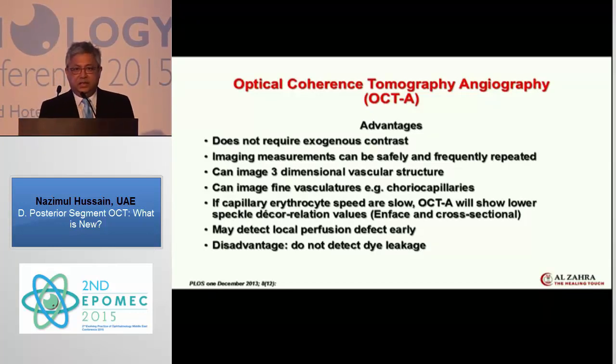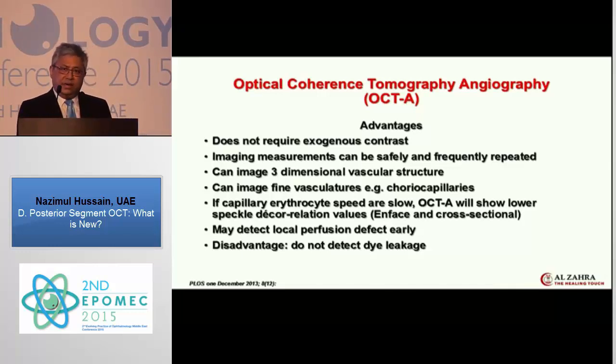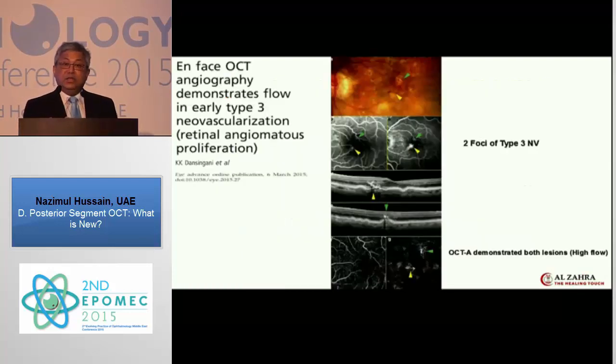The disadvantage is that there is no dye, so it doesn't leak. So with fenestrated choriocapillaris, you will not be able to know whether it's leaking more than usual. And this has been shown in recent publications. As you can see over here, very interesting, on the fluorescein angiogram, you see two focal leaks, which are a type 3 neovascularization, or what we know as retinal angiomatous proliferation.